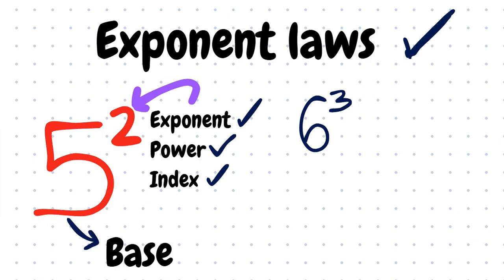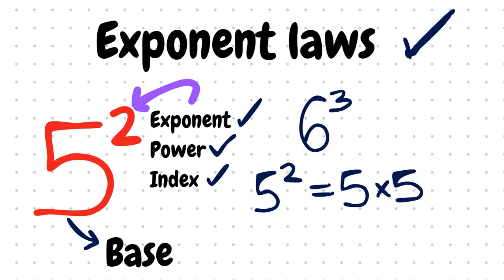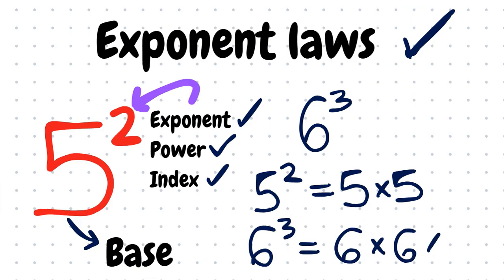Now, since we are here, what is 5 to the power of 2? What does that basically mean? That means that we have the number 5 and then we write it twice. So this is 5 to the power of 2. We write it twice because the exponent is 2. While, for example, 6 to the power of 3 means that we multiply the number 6 three times by itself because the exponent that we have is 3. I hope that this is clear.